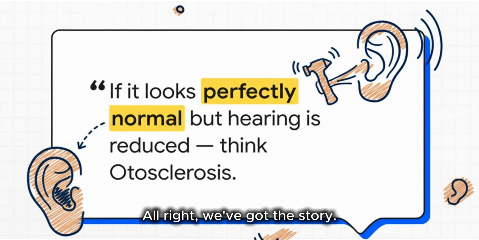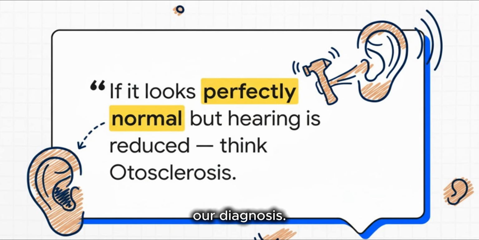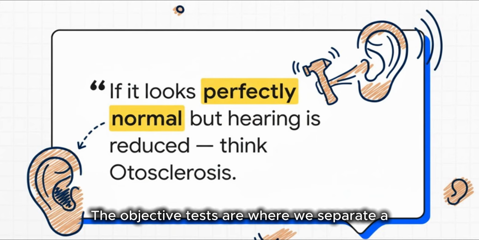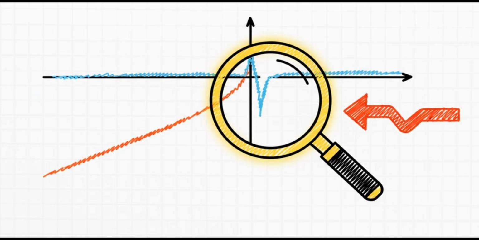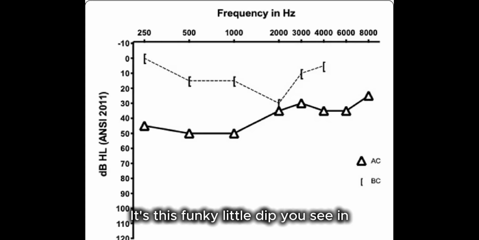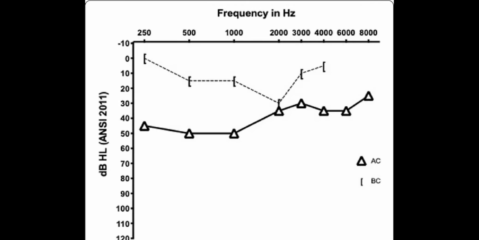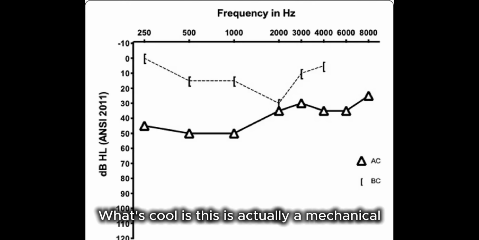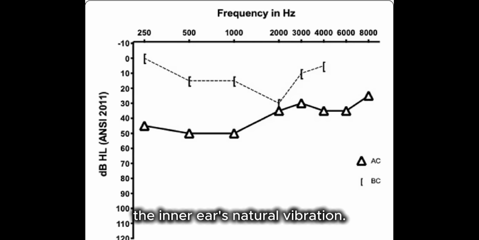All right, we've got the story, we've got the visual. Now it's time to bring in the big guns, the hard data to really lock in our diagnosis. The objective tests are where we separate a good hunch from a proven fact. When you look at the audiogram, otosclerosis often leaves a very specific calling card. It's called Carhart's notch. It's this funky little dip you see in the bone conduction line right around the 2000 hertz mark. What's cool is this is actually a mechanical quirk caused by that stuck stapes messing with the inner ear's natural vibration. It's a huge clue you just won't find in a case of OME.